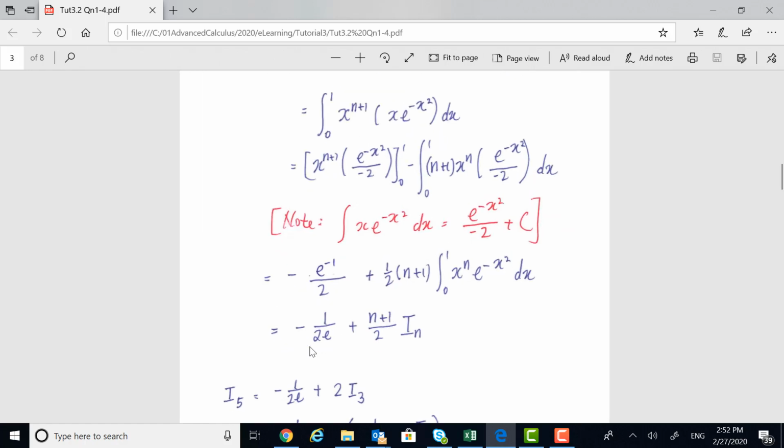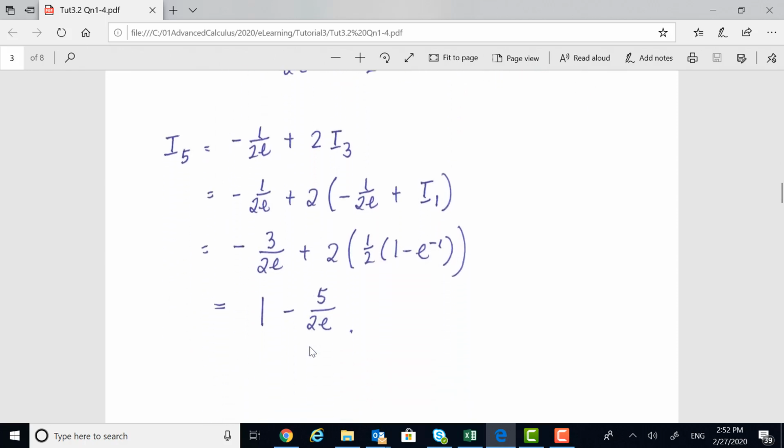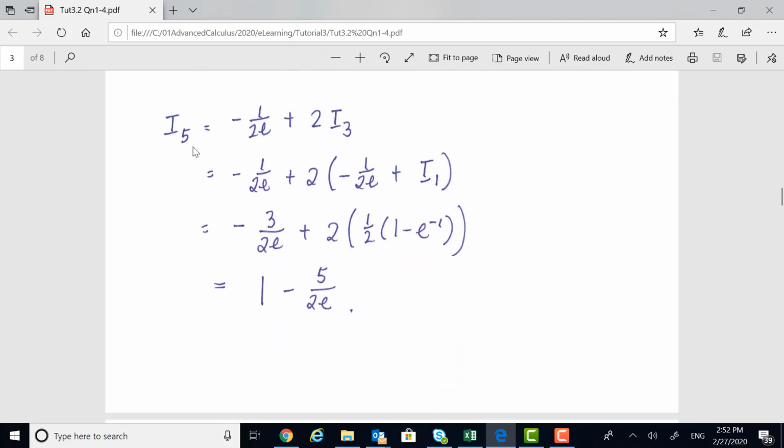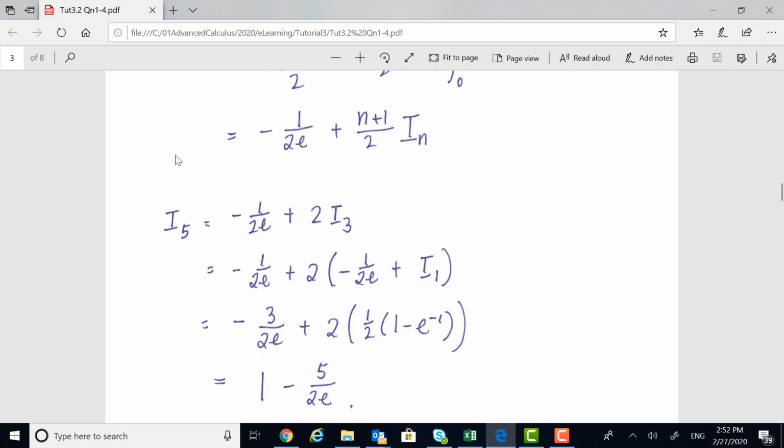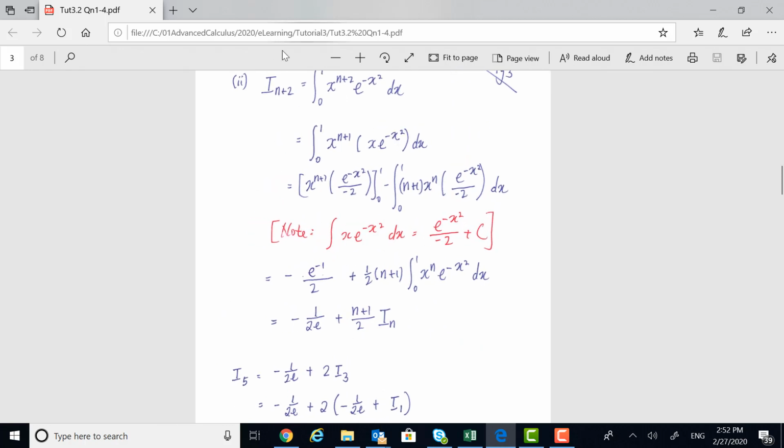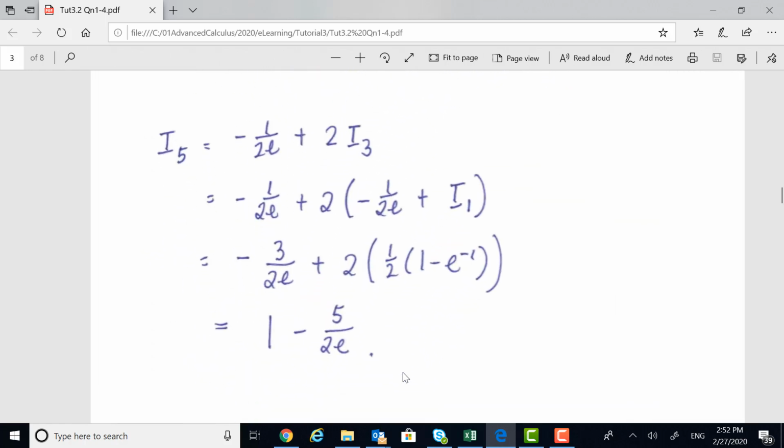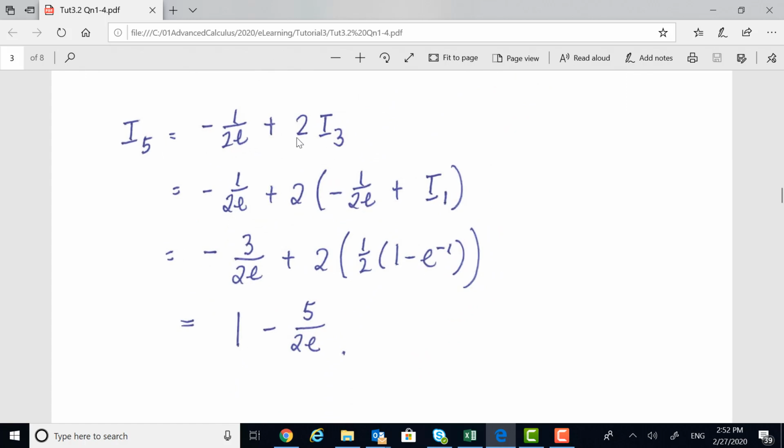And then moving on to the next part of part 2, it now wants me to find I of 5. So to find I of 5, I basically use the proven formula. The proven formula says I of 5 becomes minus 2 1 over e, putting n as 3. Right? Why is it 3? Because you look carefully. When n is 3, this will be 5. And then this will be 3 plus 1, which is 4. Then divided by 2, you get 2 here. Then this is 3. So my I of 5 therefore works out to be here, based on the formula that I've just proven.